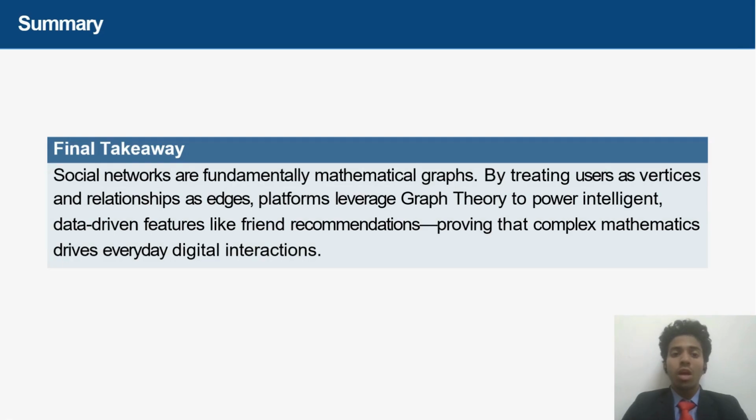Next, to conclude, social networks are fundamentally mathematical graph structures. Users are vertices, relationships are edges. By analyzing patterns such as mutual friends and vertex degree, platforms can intelligently predict new connections. This proves that complex mathematical theories like graph theory are deeply integrated into our everyday life experience. So I'll be concluding with this.